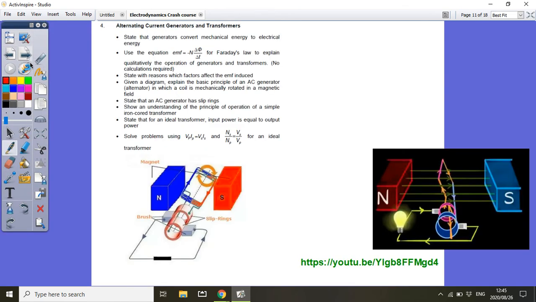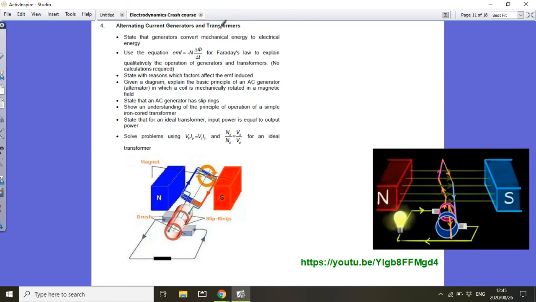Now, quickly for a generator, we're going to do a different video for transformers because otherwise this one is getting way too long. So for a generator, basically what you need to know now is the same as what we've just done and the same as in motors. The only thing now, you're not going to see a power source. So there's not going to be an AC source or a DC source.